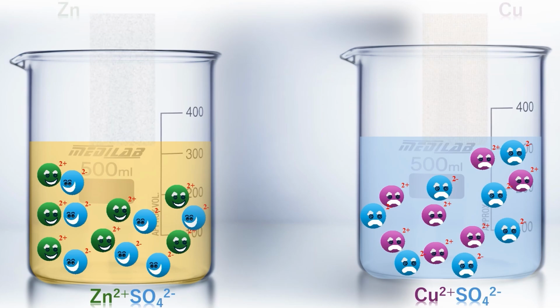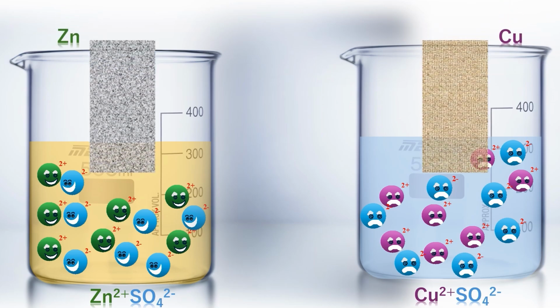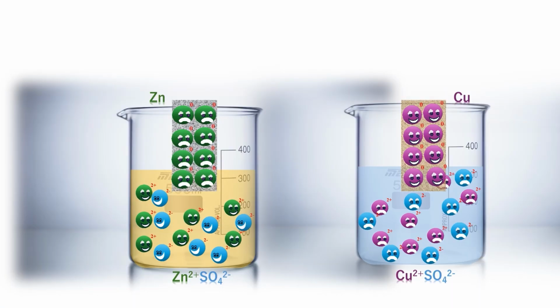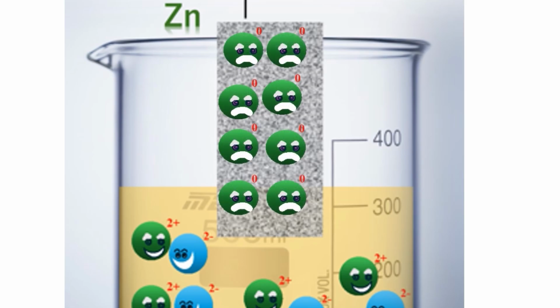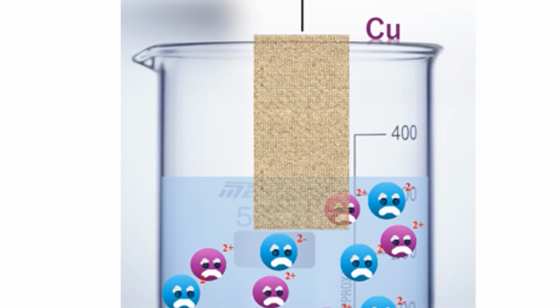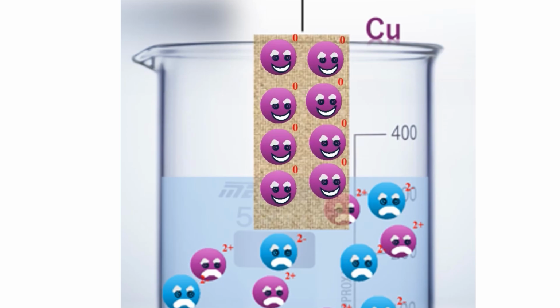Then, two metal rods, zinc and copper, are dipped in their own solutions, also known as zinc and copper electrodes. The two electrodes are then connected using a metallic wire. Zinc atoms in the electrode, in the zero oxidation state, are not happy because they need to lose two electrons to attain more stability. Similarly, the copper electrode contains copper atoms in the zero oxidation state.